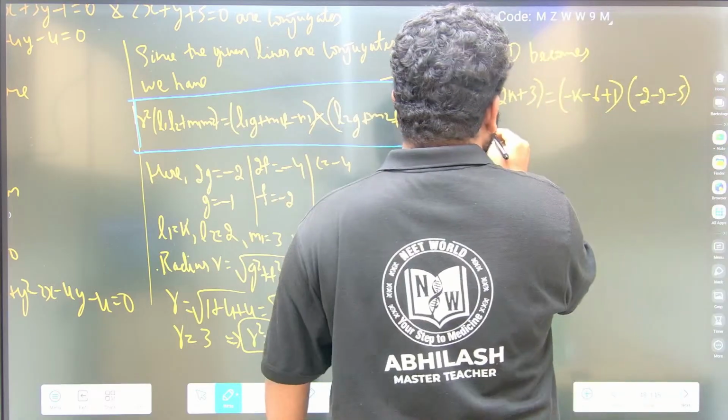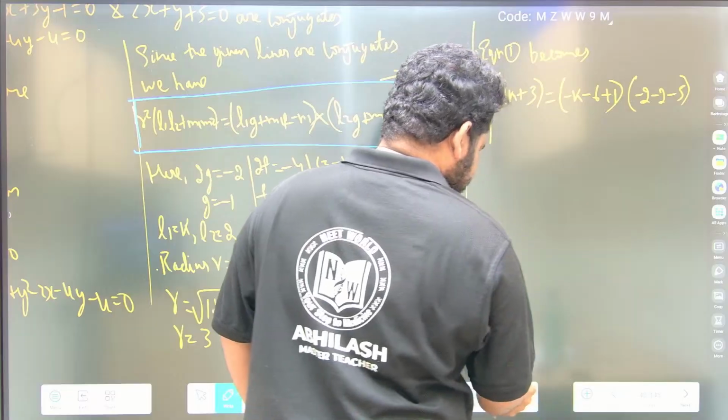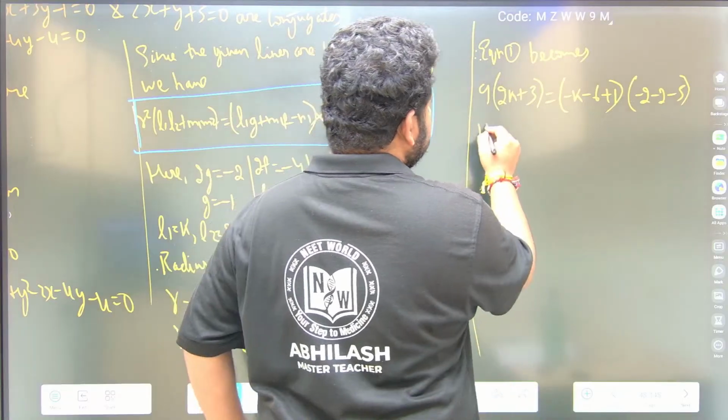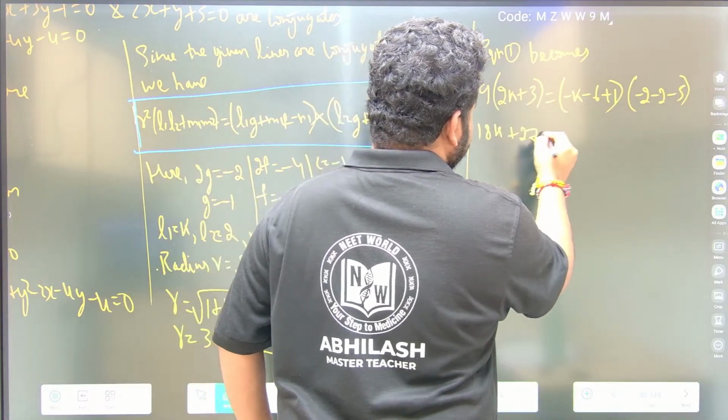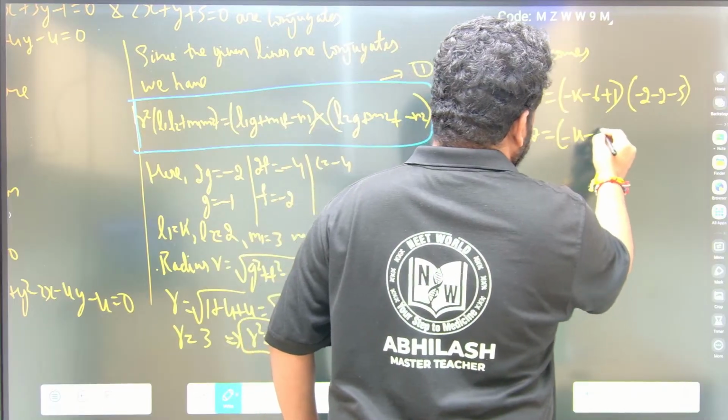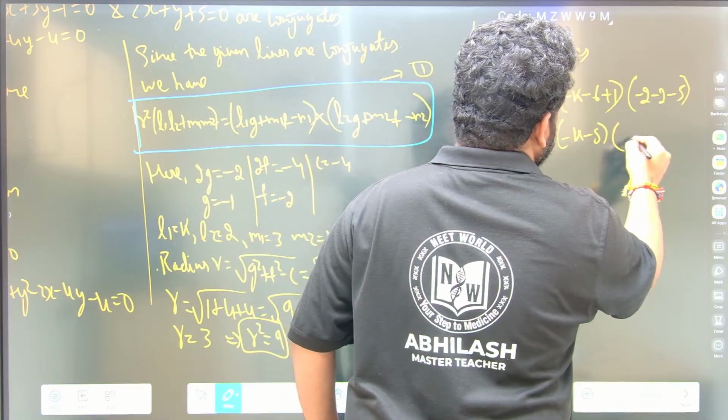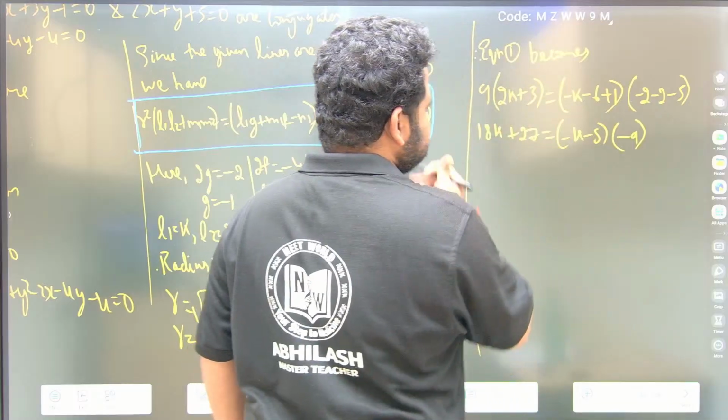Now what will this be? 9 into 2K, observe carefully, is 18K plus 27 would be equal to minus K minus 5, equal to minus 7 minus 9, minus 9. This is what I have.